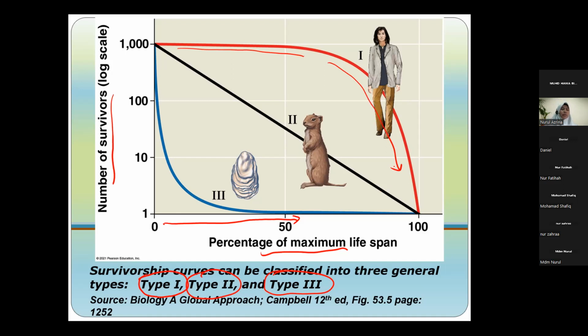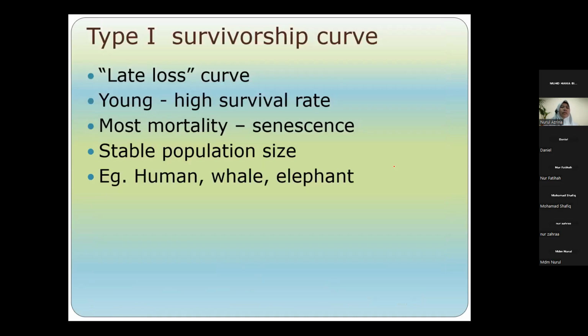Okay, so let's see one by one. Okay, type 1 survivorship curve. So type 1 survivorship curve is known as late loss curve. Late loss. Apa maksud late loss over here?